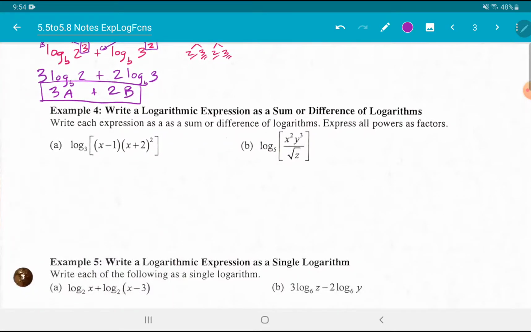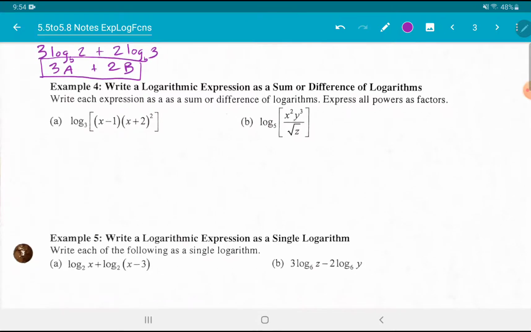Let's take a look at example 4. Write each expression as a sum or difference of logarithms. Express all powers as factors. All right, same idea here. You've got two values, m and n. So what we can do is break it up using our properties of logs.